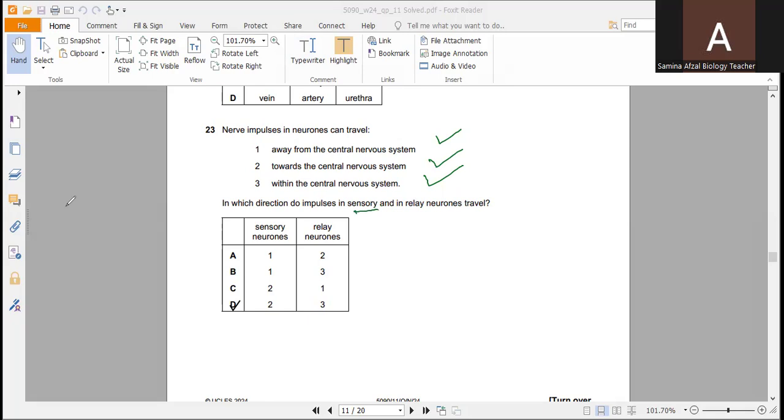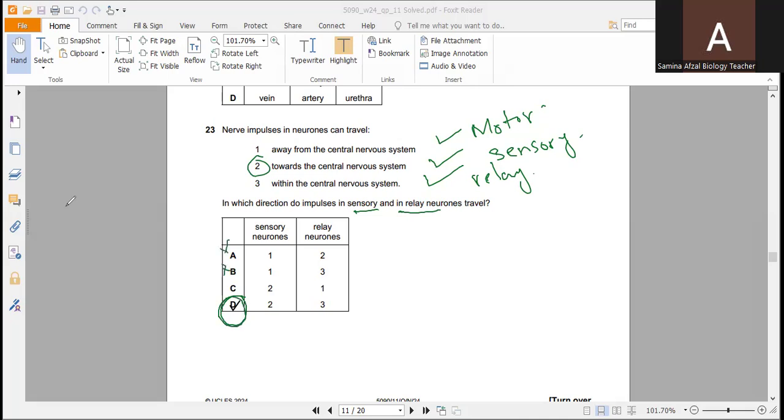So this is the sensory. And away from the central nervous system, which is motor. And within the central nervous system is relay. So in this way, these are three different types of neurons. So sensory neuron is at number 2, and they have asked about relay neuron, which is at number 3. So according to this, the answer is D.